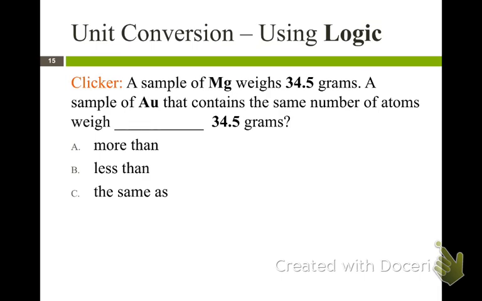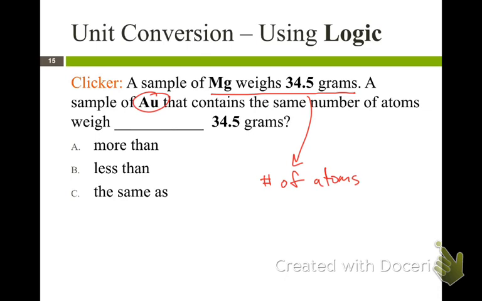So for this question, what we're being asked to do is thinking about if we have a certain amount of mass of magnesium, that means that there's a certain number of atoms that are present, and we can convert back and forth between those using a molar mass or an atomic mass. Question: is gold heavier or lighter than magnesium?